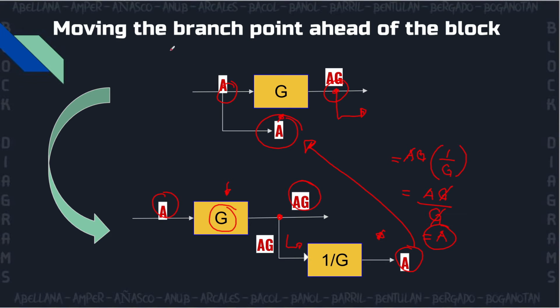So to sum it all up, when you move a branch point ahead of a block, all you have to do is multiply the branch point by the inverse of the block that you moved it ahead with. Since you moved it ahead of G, you will multiply it by the inverse of G, which is 1 over G. So if this is G sub 2, you will multiply it by 1 over G sub 2. Just remember that if you move ahead of the block, just multiply it by the inverse of the block that you moved it ahead with. So now on to the next rule.